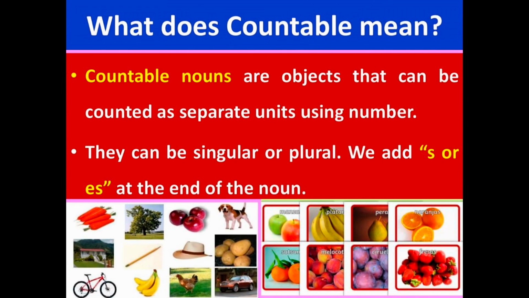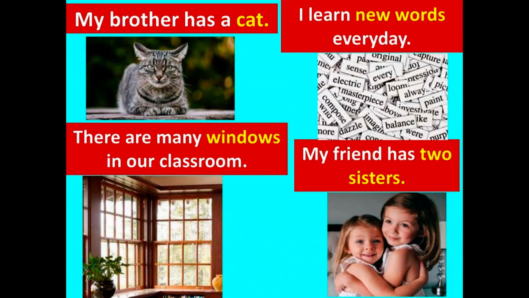What does countable mean? Countable nouns are objects that can be counted as separate units using numbers. They can be singular or plural. We add s or es at the end of the noun. Example sentences with pictures. My brother has a cat. I learn new words every day. There are many windows in our classroom. My friend has 2 sisters.